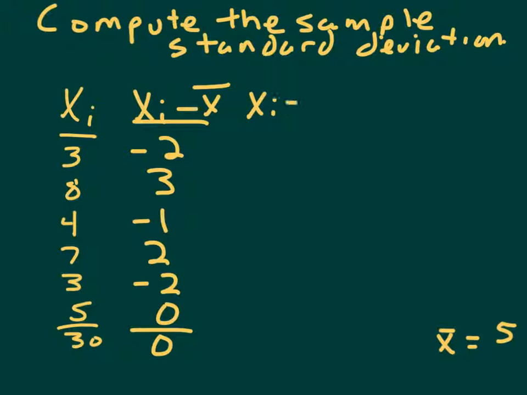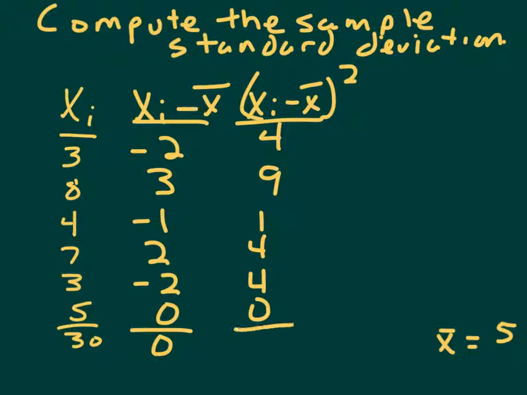To counteract that, so we can make a calculation that won't always end up to be 0, we will make all the numbers positive by squaring them. And then we'll get the sum of those, and that's 22.